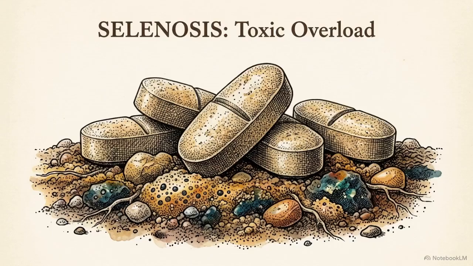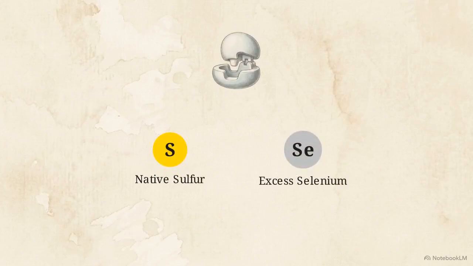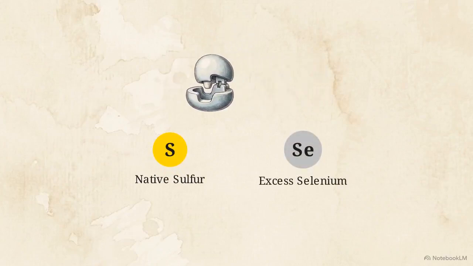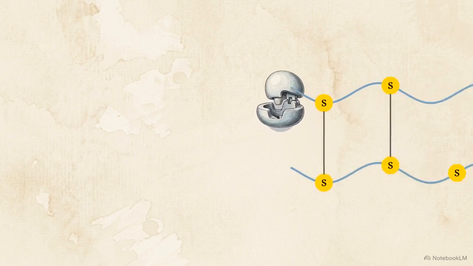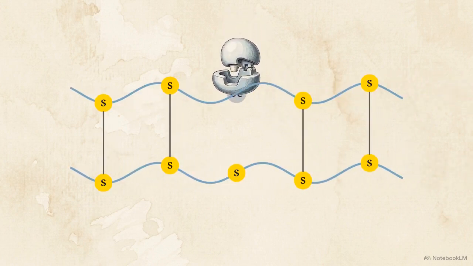The opposite extreme is equally destructive. Chronic selenosis occurs when massive oversupplementation or highly seleniferous soils flood the body with excess trace metal. The cellular machinery struggles to distinguish between a native sulfate atom and an excess selenium atom. It begins erroneously inserting the metal directly into structural keratin proteins.